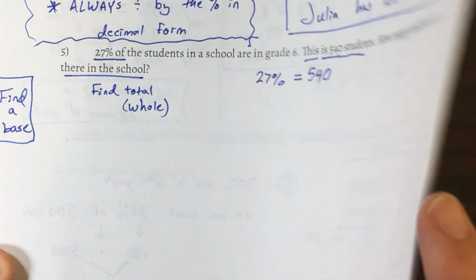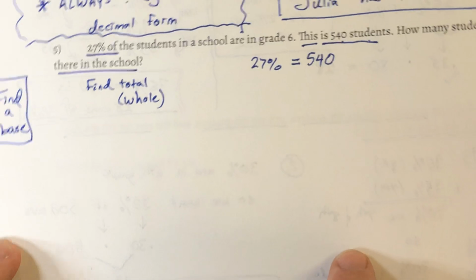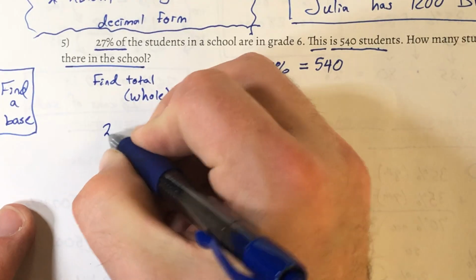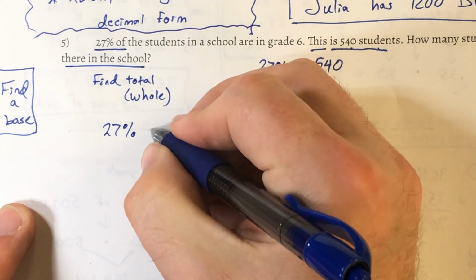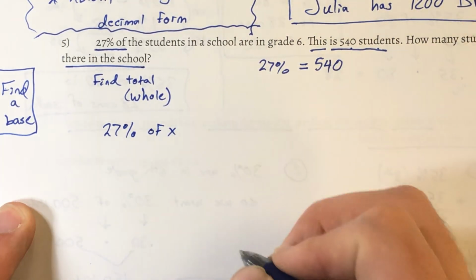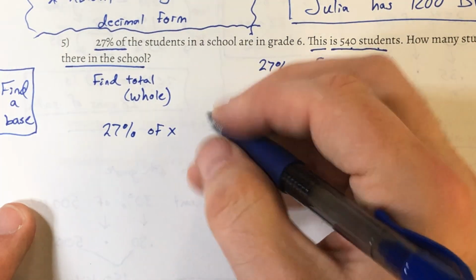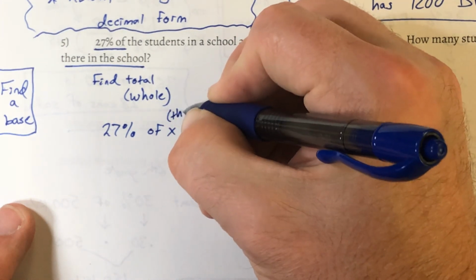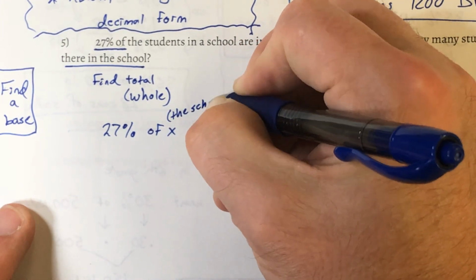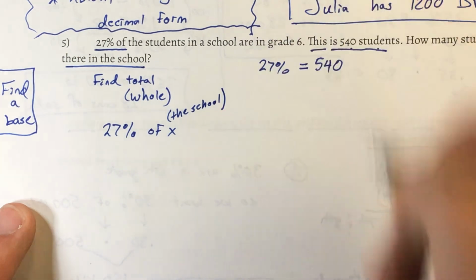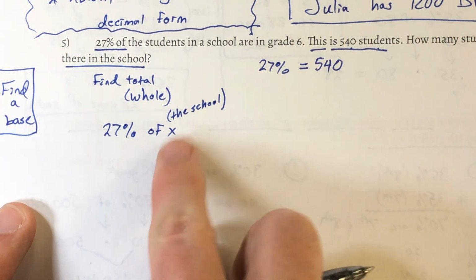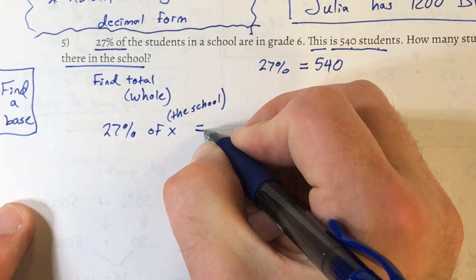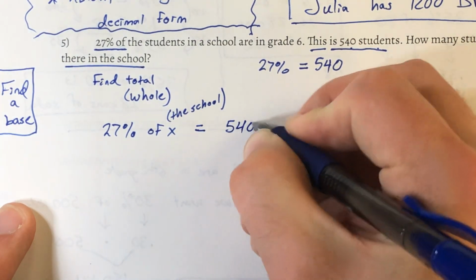All right, so how do I set up this problem? Start with your percent. 27% of the students, so we're just going to say of x. x represents, again, everyone, the school. You can jot it down if it will help make more sense. So 27% of everyone is equal to 540 kids.